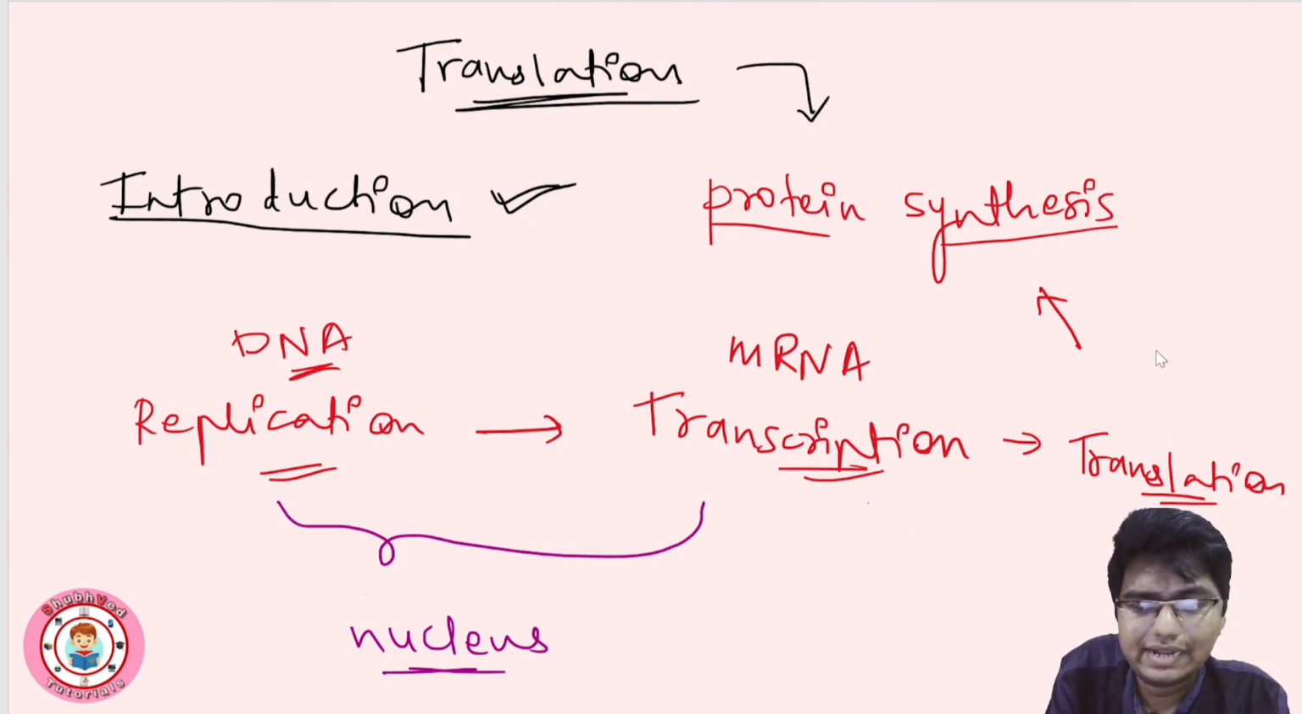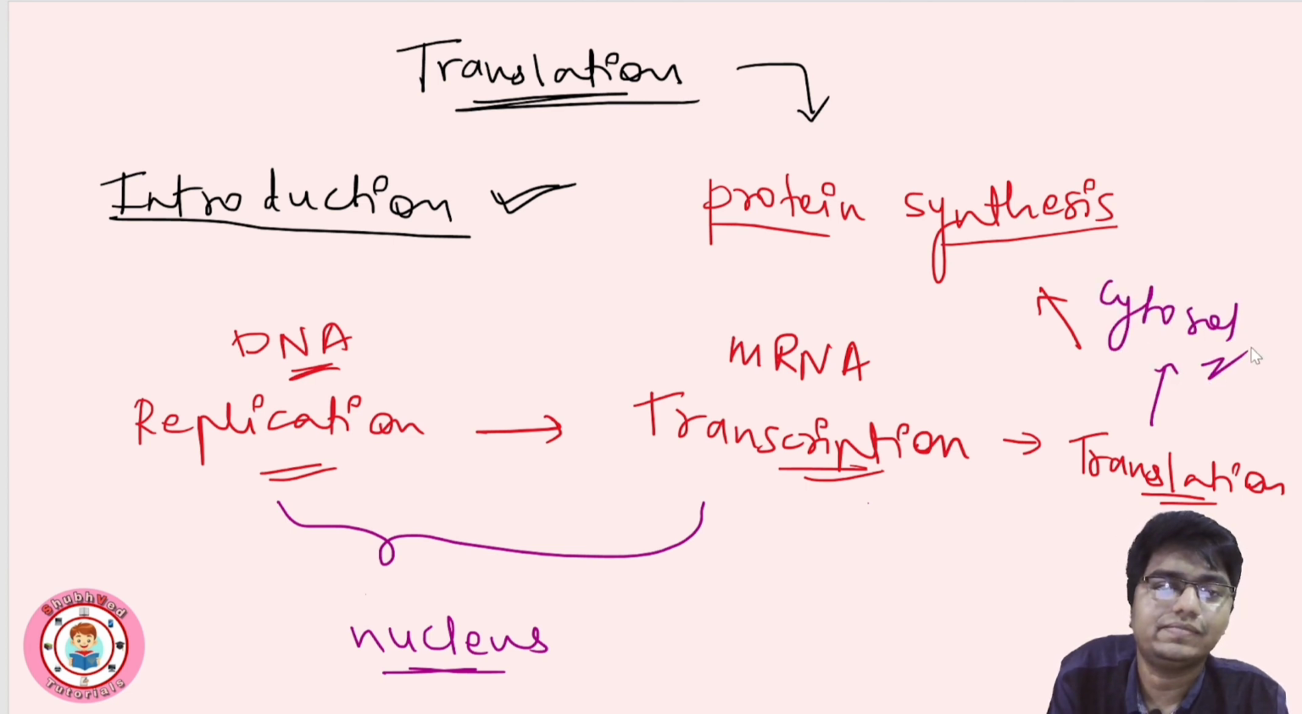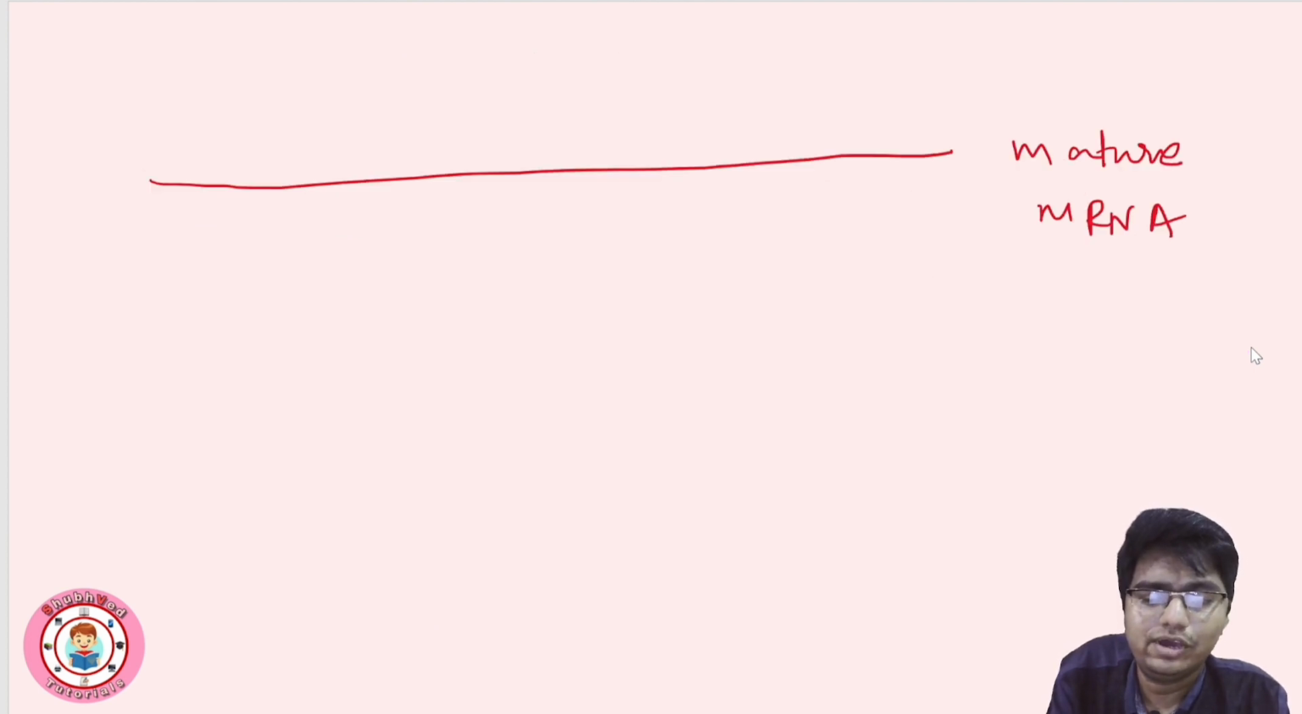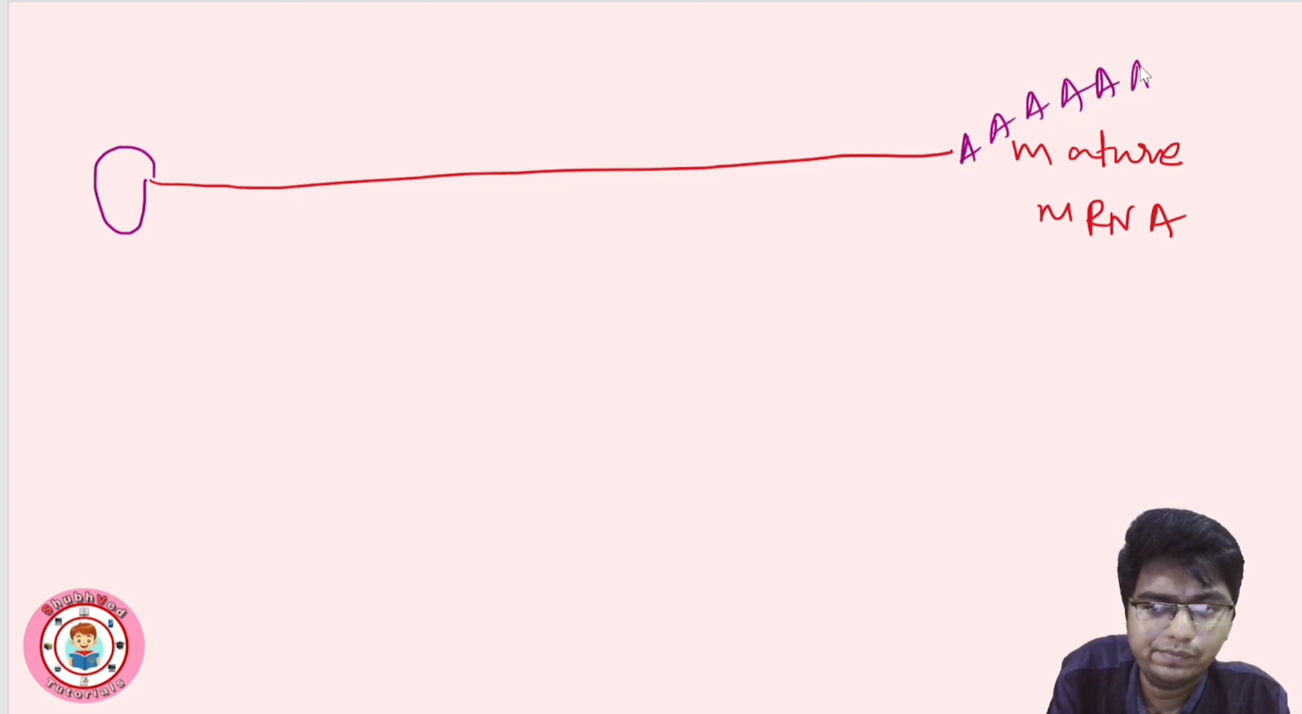So translation takes place in the cytosol, in prokaryotes as well as eukaryotes. In eukaryotes, after processing the mRNA comes into the cytosol. Suppose this is a eukaryotic mRNA, then here will be the cap and here will be the polyadenylated tail, in the case of eukaryotes.